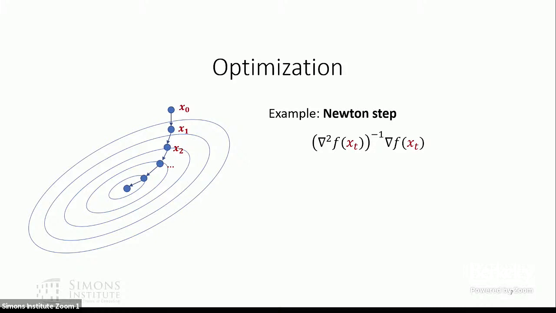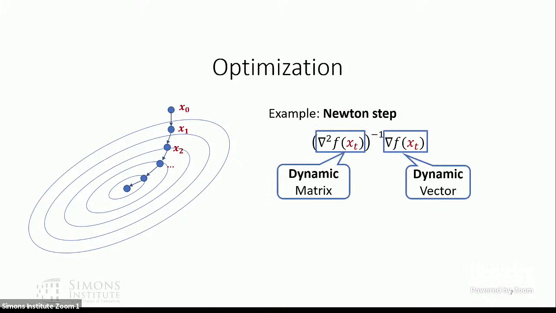Think of something like Newton's method, where in every iteration you have to solve some linear system in order to compute your Newton step. Well, since the argument to your function here is the current point of your algorithm, and the point is constantly moving, you have a dynamic matrix for your Hessian and a dynamic vector for your gradient.